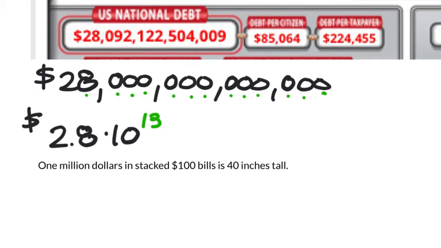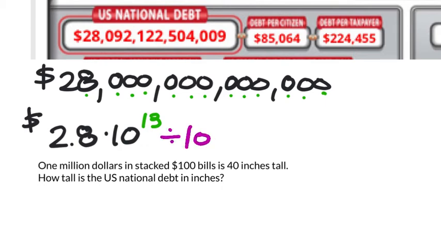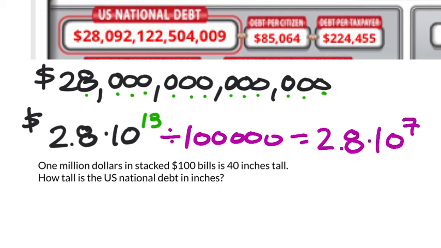Okay. Now, what we're gonna do is we're gonna see how tall is the U.S. national debt in inches. All right. I don't even want to know. What I'm going to do is figure out how many millions there are in that many trillions. So I'm going to take that and divide it by, well, 1 million. All right? So what do I get then? It'd be 2.8 in scientific notation anyway, times 10 to the power of 7. That's not inches, by the way. That's just millions.